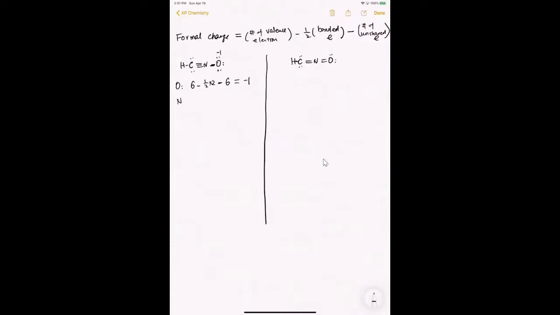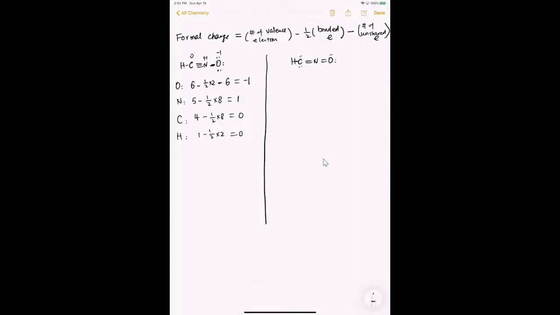For the nitrogen, similarly, the total valence electrons is 5, and then we minus 1/2 of the bonded electrons. It has 3 bonds, where all the electrons are shared, so that is 1/2 times 8. That gives you 4, so for the nitrogen it's +1. For the carbon, we know carbon has 4 valence electrons, minus 1/2 times 8. That gives you a formal charge of 0. For the hydrogen, that is 1 minus 1/2 times 2, which also equals 0.